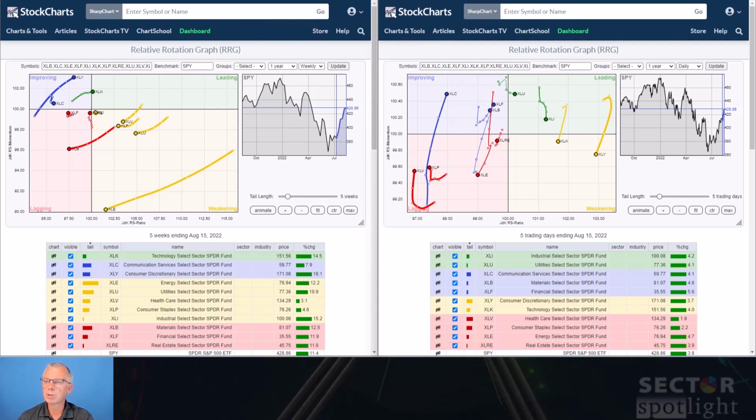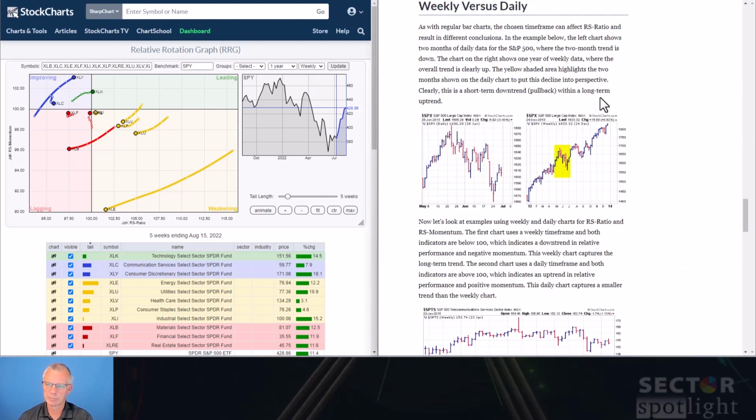And if you go to that section, weekly versus daily, it'll explain to you what the difference is between a daily and a weekly RRG. And I do that via the comparison of a weekly and a daily price chart. Because essentially an RRG, a relative rotation graph, is a type of graph. And in that respect, it doesn't differ too much from a regular price chart.